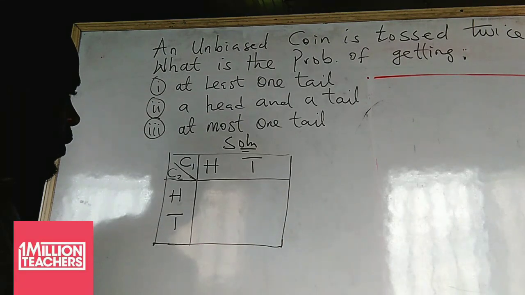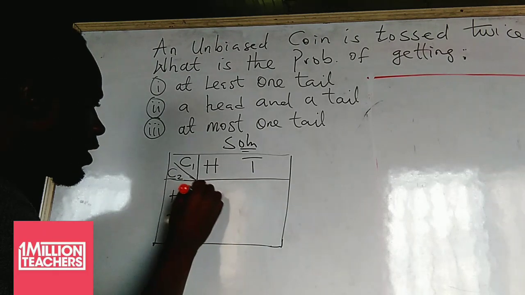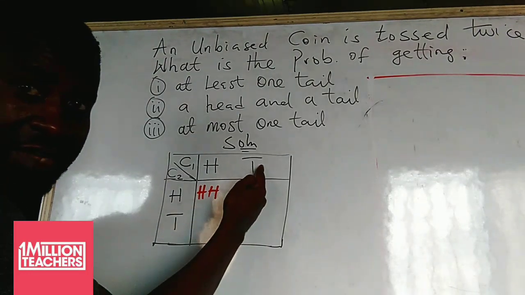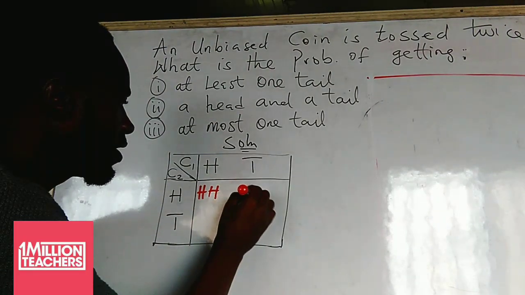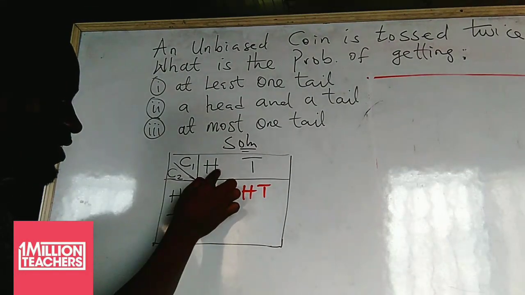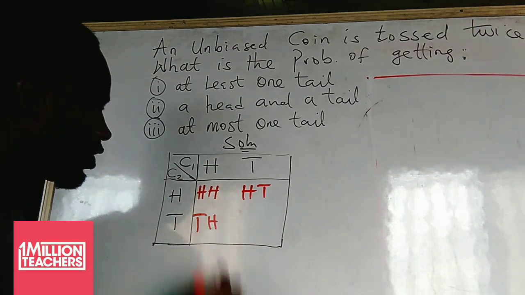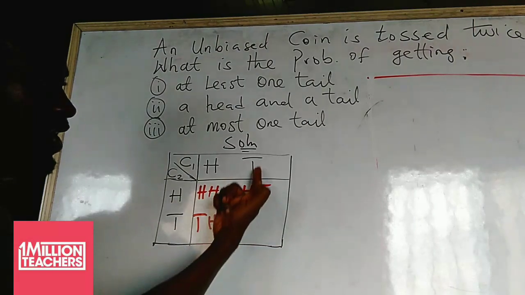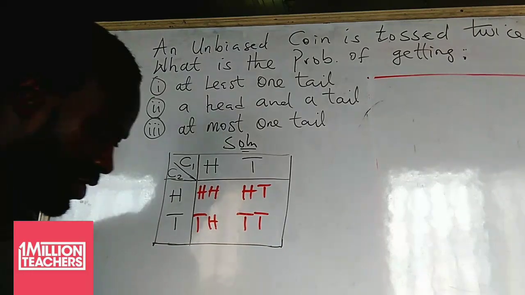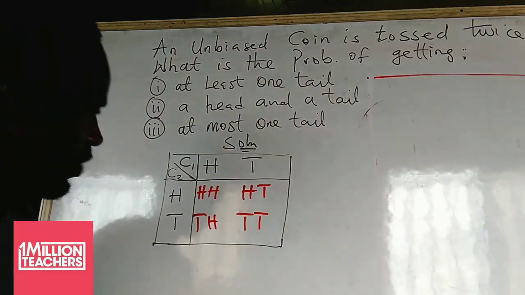So let's go. If this head interacts with this head, I'll be having HH. If this head interacts with this T, I'll be having HT. If this T interacts with this H, I'll be having TH. And if this T interacts with this T, I'll be having TT. So we have gotten the total possible outcomes.